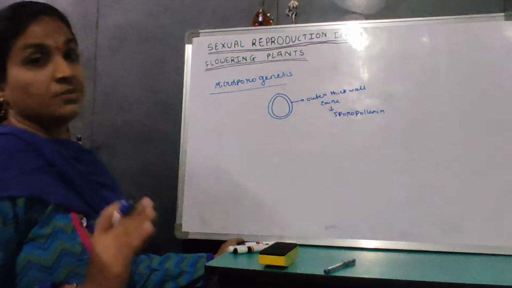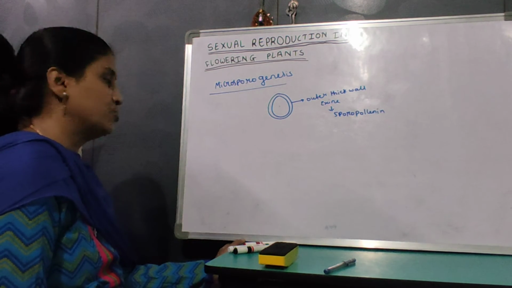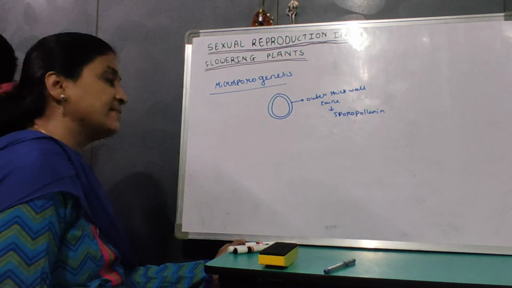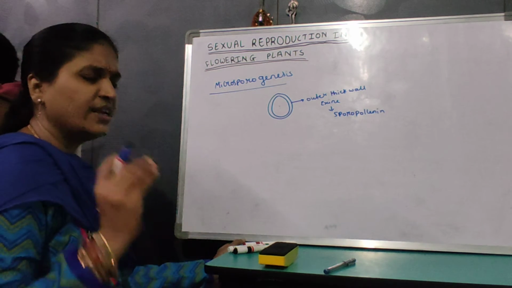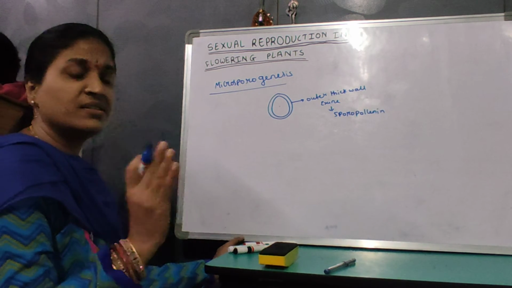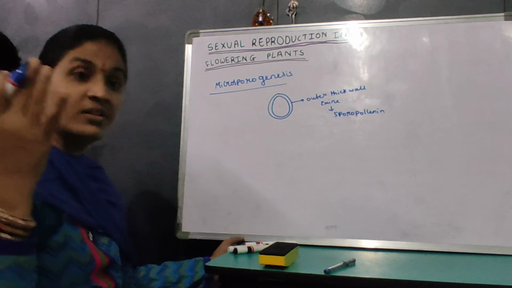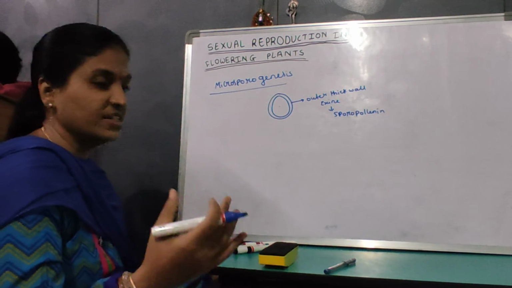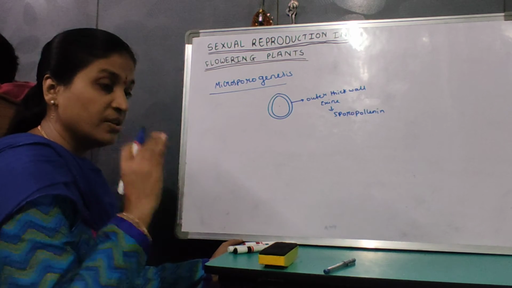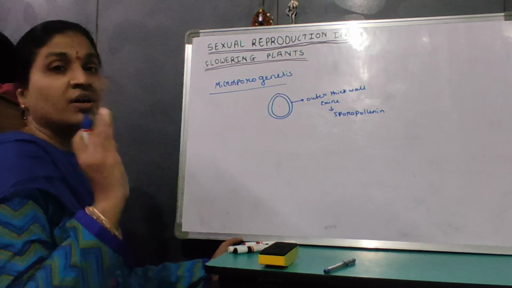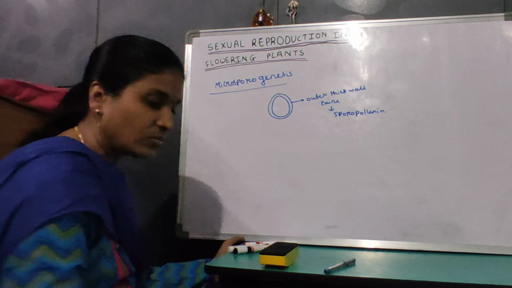Okay, some special characteristics are there for the sporopollenin. The exine is made up of sporopollenin. It is the most resistive material. It can withstand high temperatures, acids, bases. Even lava it can withstand. So it is the most resistive material known till now.